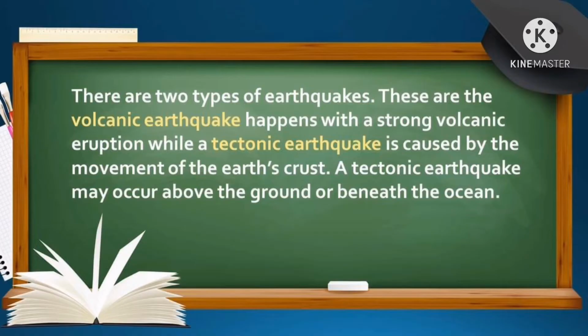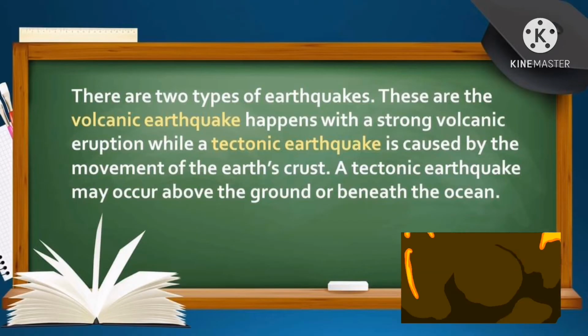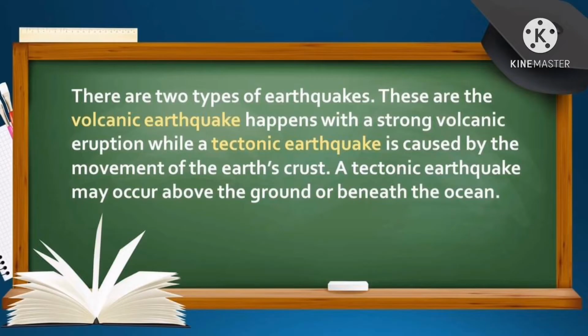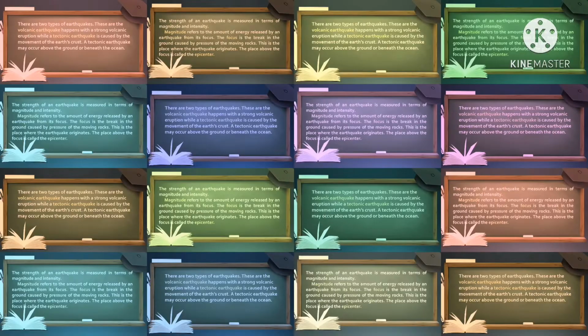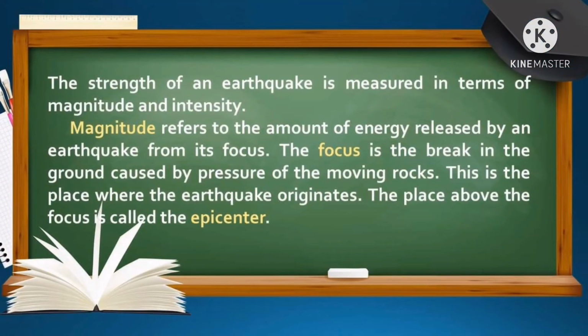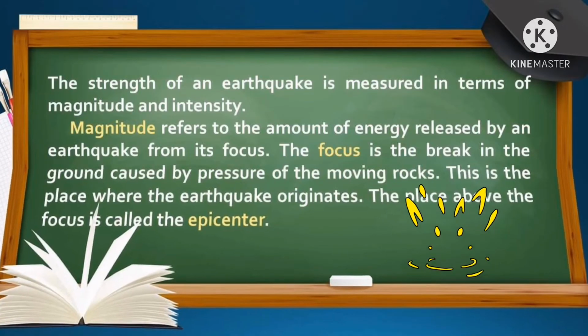These are the volcanic earthquake, which happens during strong volcanic eruptions, while a tectonic earthquake is caused by the movement of the Earth's crust. A tectonic earthquake may occur above the ground or beneath the ocean. The strength of an earthquake is measured in terms of magnitude and intensity. Magnitude refers to the amount of energy released by an earthquake from its focus. The focus is the break in the ground caused by pressure of the moving rocks. This is the place where the earthquake originates. The place above the focus is called the epicenter.